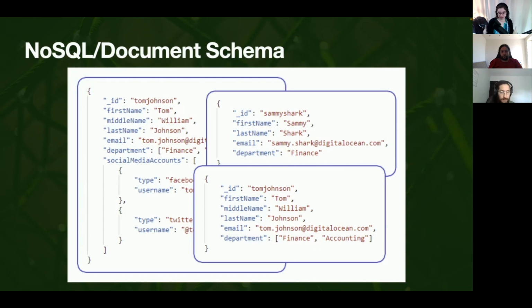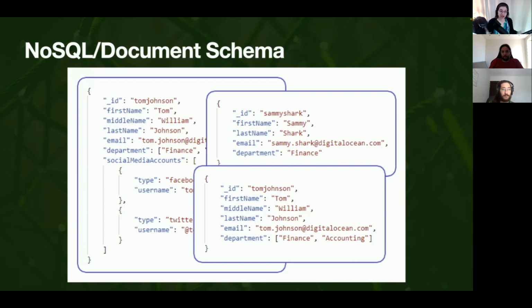Their departments might be a little bit different, and so on. Again, that's kind of that misshapen object, if you will, where they don't all have to match. They don't all have to be uniform like you would have to in a relational database. And then you have these nested joins where the social media accounts for Tom Johnson are actually built and baked into his document there.